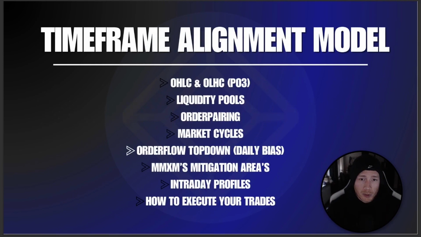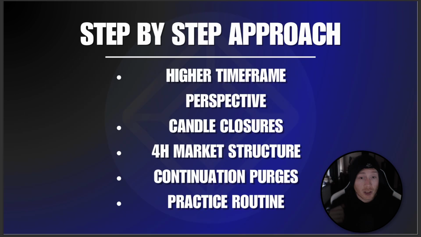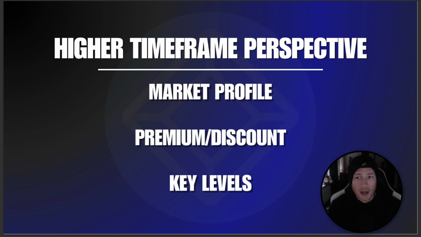So let's go to the syllabus again. We've gone over 4 episodes. Today is the order flow top down, the daily bias, and this is going to be a very important video in determining where you want to trade from. So daily bias. Step-by-step approach: higher time frame perspective, candle closures, market structure on the 4-hour, continuation, purges, and at the end of the episode I will have a practice routine for you so you can practice your daily bias every single day. Now let's start off with the higher time frame perspective.